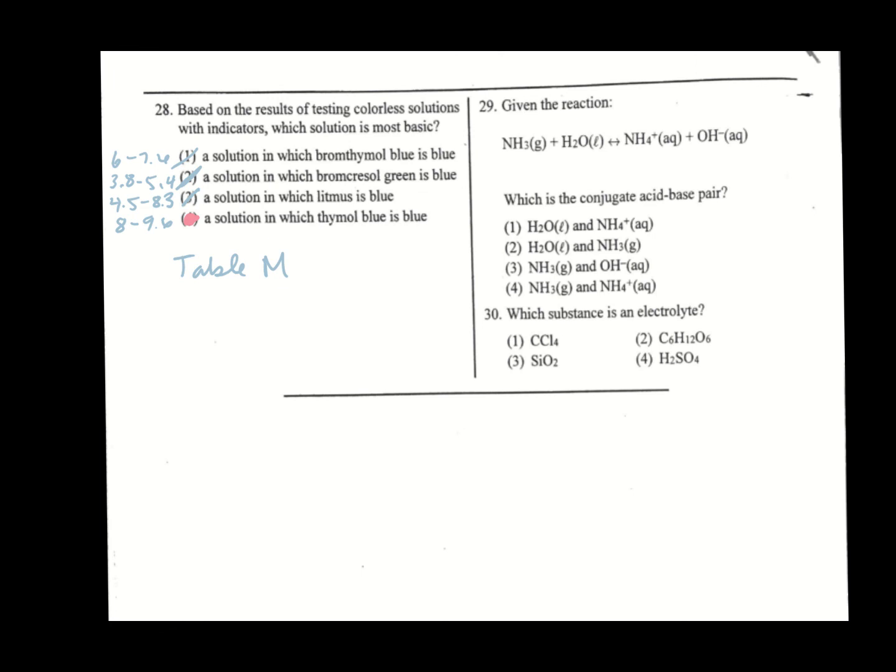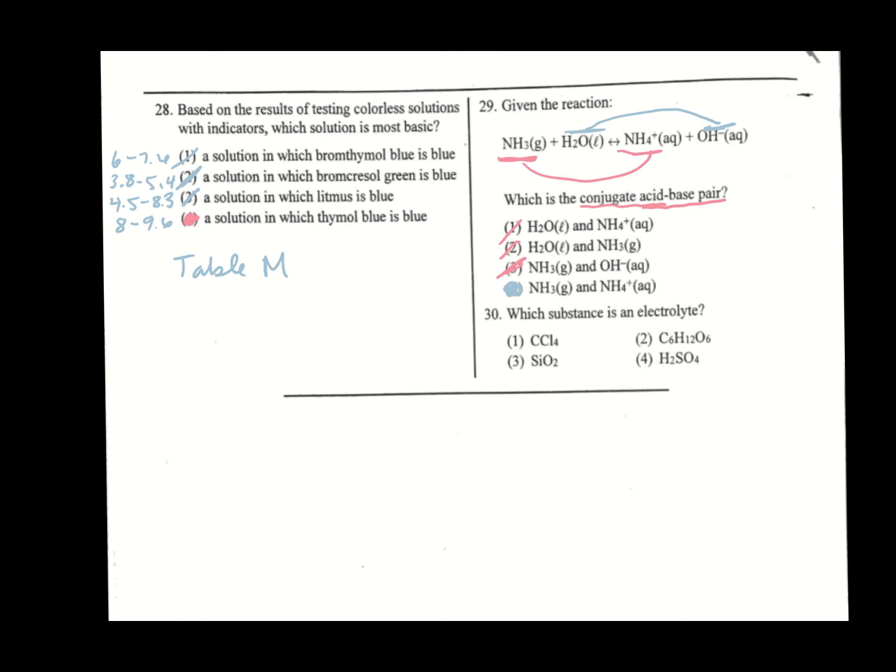Number 29, which is the conjugate acid-base pair? The easiest way to find conjugate pairings is to look at which pair looks the most similar. So choice 1 and 2 are definitely not similar. These two go together, and these two go together because they look the most similar in appearance. We can cross off choice 3, and our answer will be choice 4. So to find conjugate pairs, you match up the ones that look the same or the most similar, and then you pick the answer choice that fits it, because that's as simple as they're going to get.